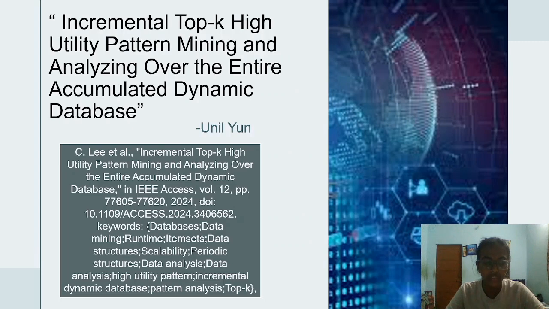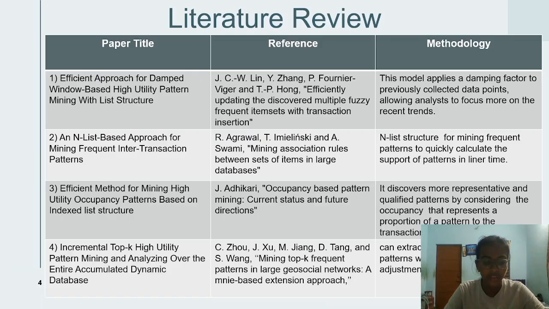The research paper which I have referred is called Incremental Top K High Utility Pattern Mining and Analyzing over the Entire Accumulated Dynamic Database. There are more papers which I have referenced and I have listed them in the video. If you are interested in knowing more about efficient pattern mining list structures, you can click on the link which I have provided in the description.